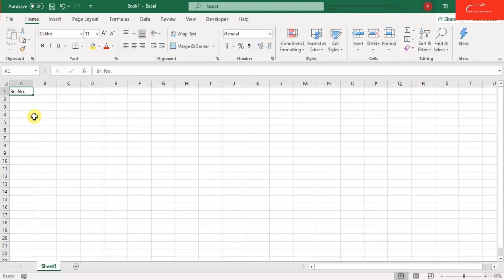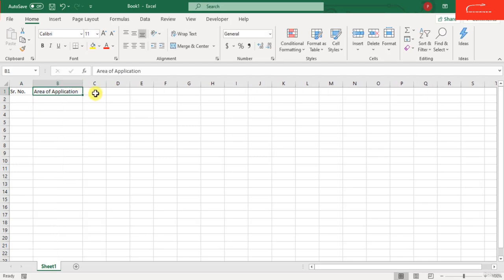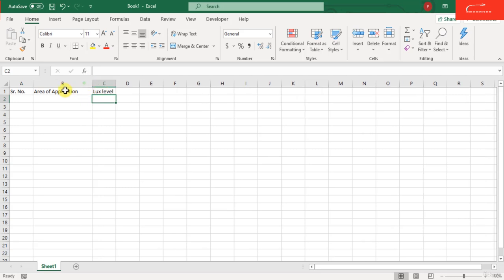First of all, I will mention the serial number, then the area of application, and the standard lux level for that particular area. So for serial number 1, if it is the living room, the standard lux level for the living room is 200 LX. The unit of lux level is LX.